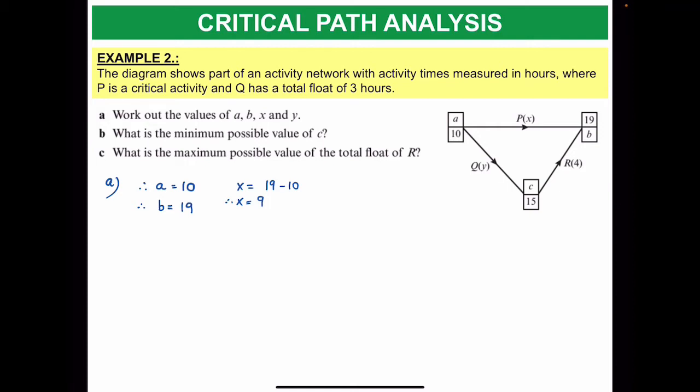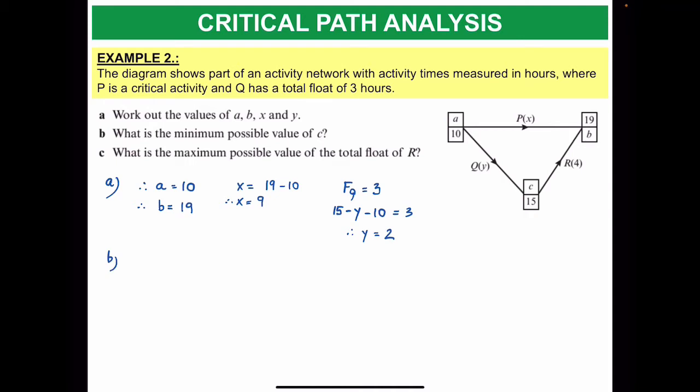And then the last one is we need to figure out also what's the Y value. But I know that Q has a float of 3. So if I have a float of 3, I know that the float for Q is 3 hours. And I know that it would be calculated as 15 minus Y minus 10, what is your A value? And that's equal to 3. So then from there, you know that this is 5, Y is equal to 2. So A, B, X, and Y are finished.